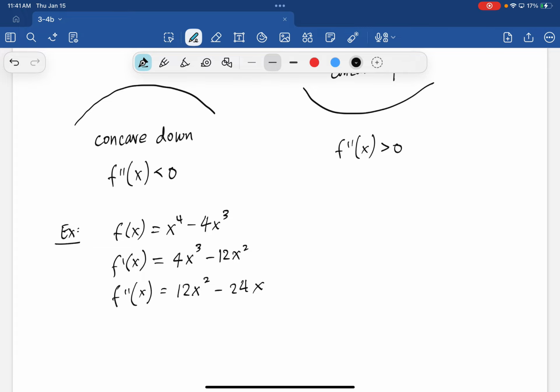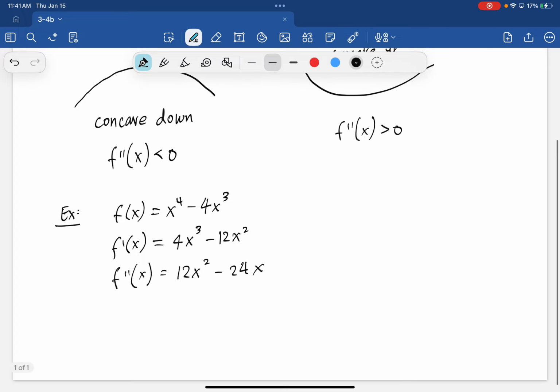Okay, and so we're asking ourselves, on which intervals of x is the second derivative positive or negative? And that will determine what the intervals of concavity up and down are. Okay, so the first good step is always to factor as much as possible. And so we have 12x times x minus 2.